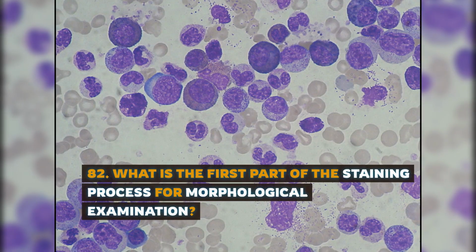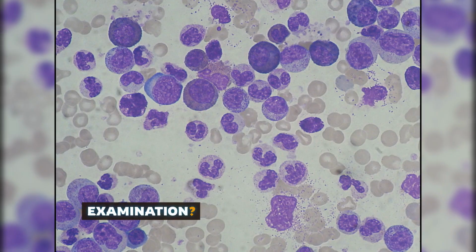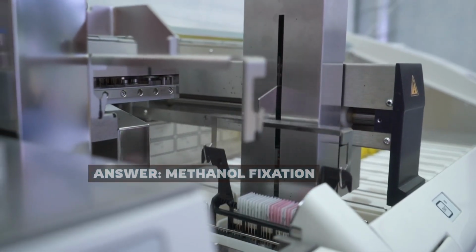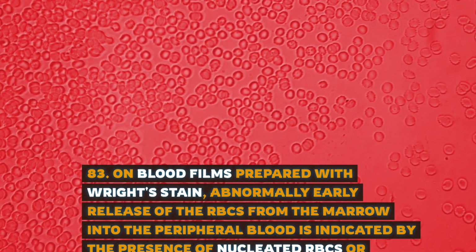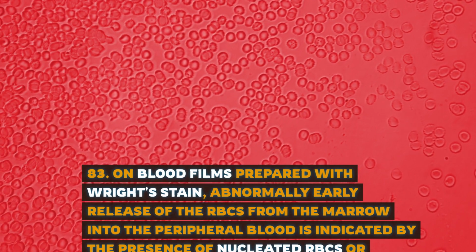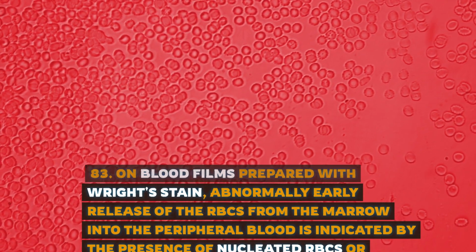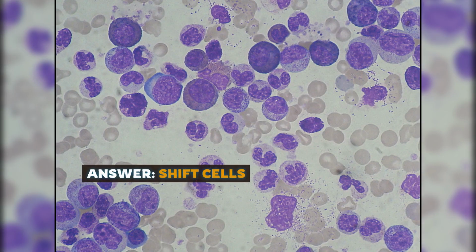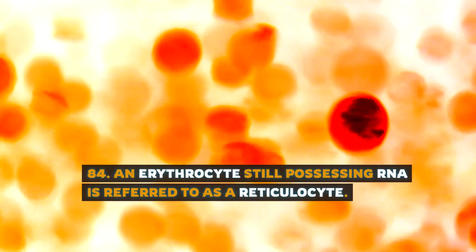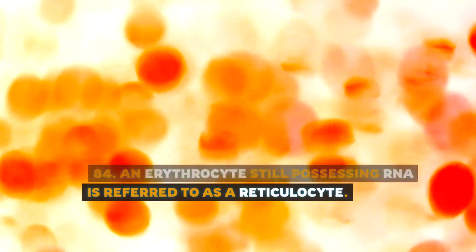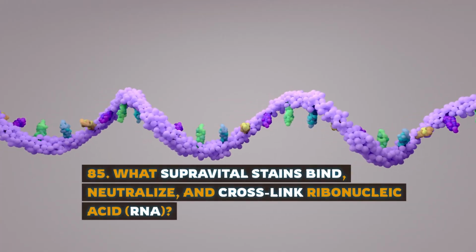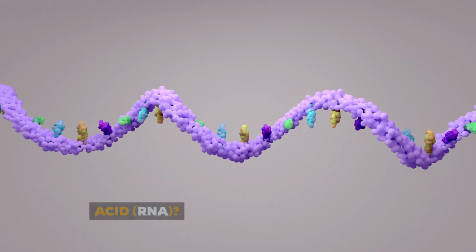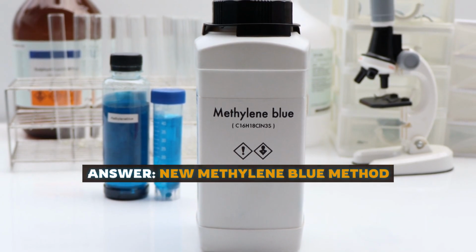82. What is the first part of the staining process for morphological examination? Answer: methanol fixation. 83. On blood films prepared with Wright stain, abnormally early release of the RBCs from the marrow into the peripheral blood is indicated by the presence of nucleated RBCs or polychromatophilic macrocytes, also known as. Answer: shift cells. 84. An erythrocyte still possessing RNA is referred to as a reticulocyte. 85. What supravital stain binds, neutralizes, and cross-links ribonucleic acid, RNA? Answer: new methylene blue method.